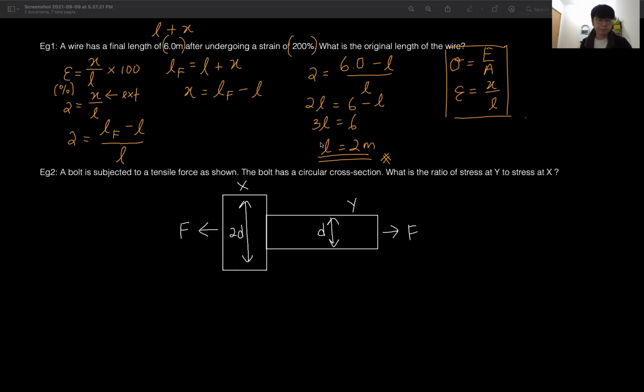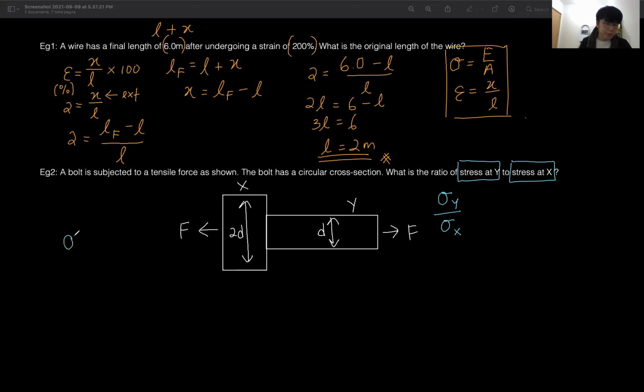Example 2. A bolt is subjected to a tensile force as shown. The bolt has a circular cross section. What is the ratio of stress at Y to stress at X? We want the ratio, meaning that we want stress Y divided by stress X. So we do it separately.